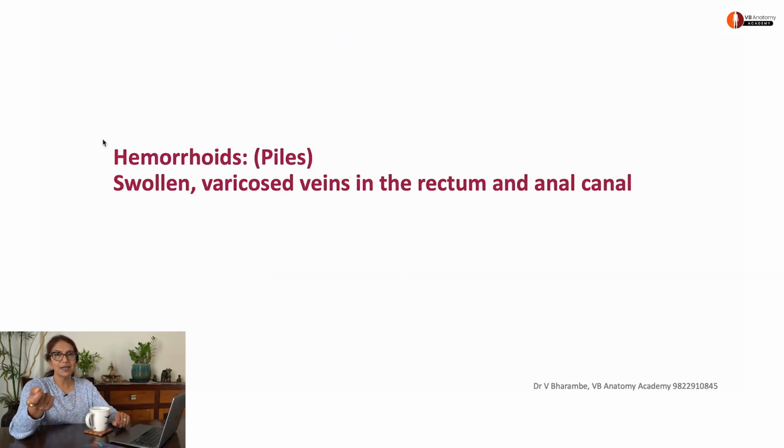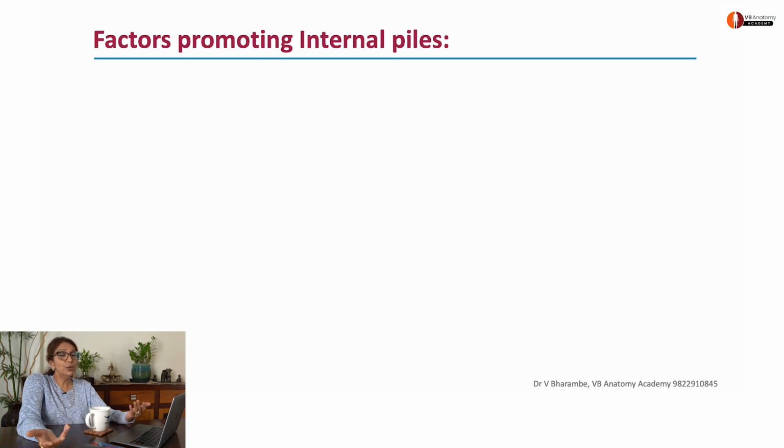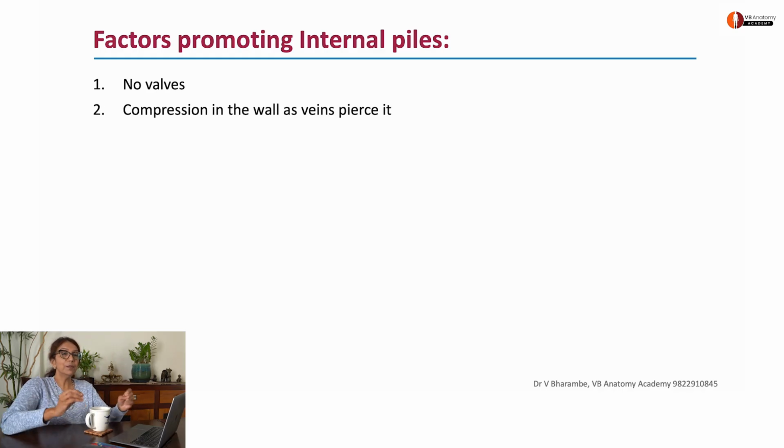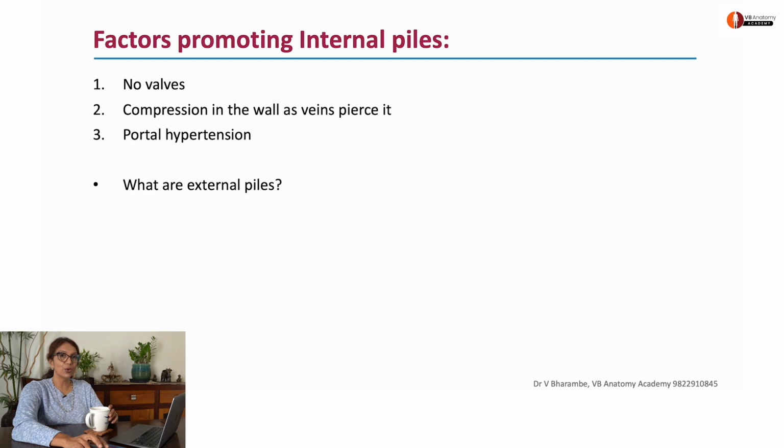So let's briefly ask ourselves, what are piles or hemorrhoids? Hemorrhoids are swollen varicose veins in the rectum or anal canal. Why do they form there? Why not somewhere else? They form here specifically because they are going completely against gravity without the help of valves. There are no valves here. They are piercing the wall of the rectum posteriorly, so when you put a lot of pressure, the veins get compressed here. And portal hypertension itself is a major mechanism. It has to push blood against portal pressure, resulting in a lot of stasis in veins, resulting in varicosity.